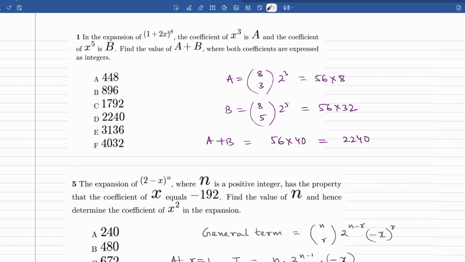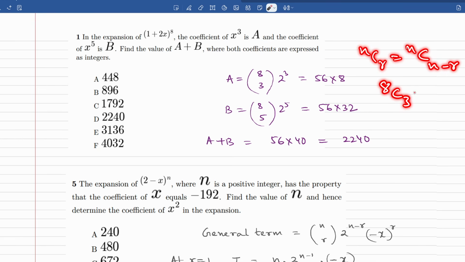In the expansion of 1 plus 2x whole to the power 8, coefficient of x cube is a and the coefficient of x to the power 5 is b. Find a plus b. So the coefficient of x cube becomes 8c3, 2 cube. 8c3 is 56. So you'll get 56 into 8. Do not multiply this. b will be 8c5, 2 to the power 5 by the same logic.